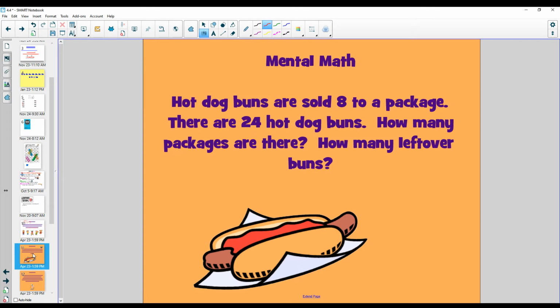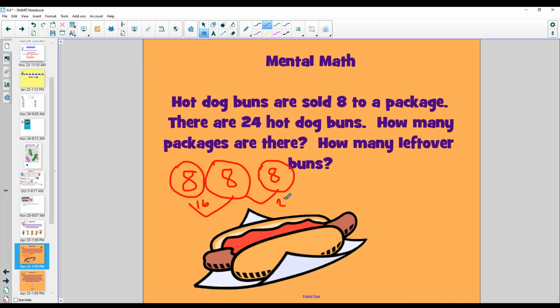Hot dog buns are sold 8 to a package. There are 24 hot dog buns. How many packages are there? And how many leftover buns are there? Well, there's 8 in this package. And here's another 8. And 8 and 8 make 16. So we have another 8. What's 16 plus 8? 16, 17, 18, 19, 20, 21, 22, 23, 24.